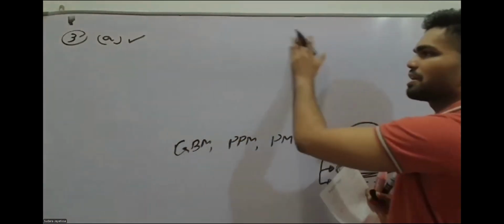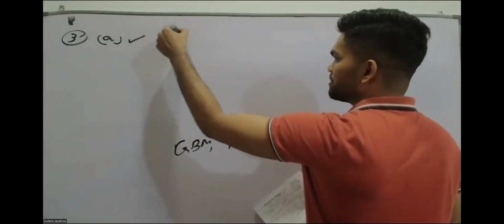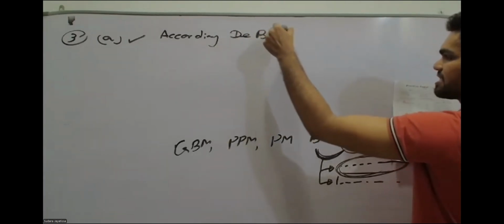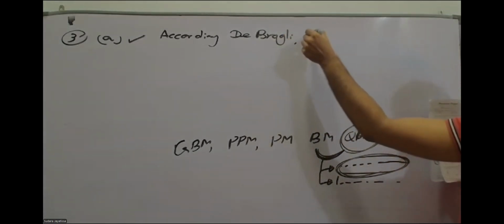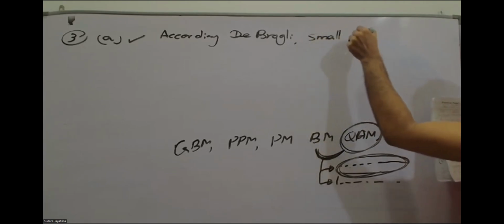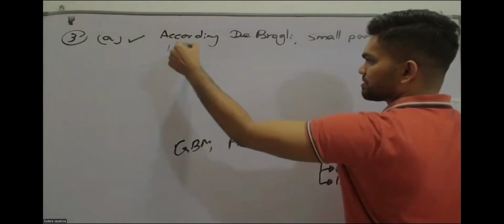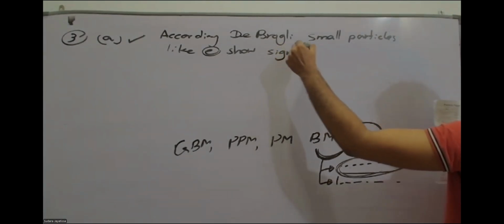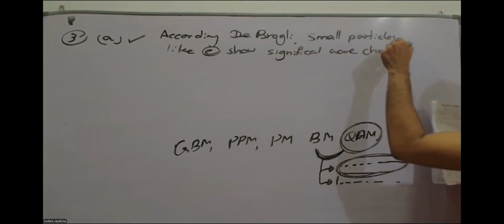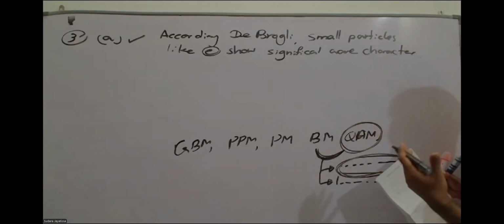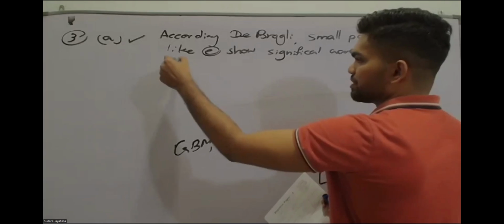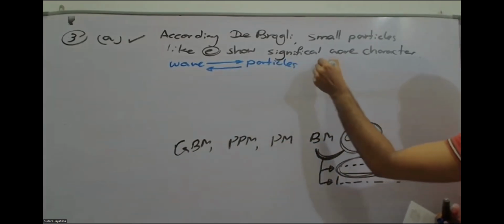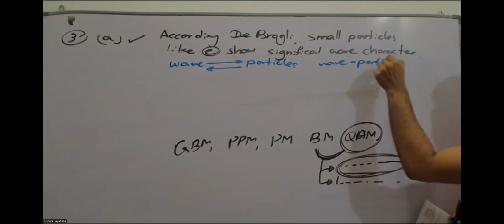Understood? So our explanation, just note it down. Later it will be explained. According to de Broglie, the scientist who said this, small particles like electrons show significant wave character. So particles like electrons can behave like waves. That means waves can behave like particles and particles can behave like waves. So this is called wave particle dual behavior.